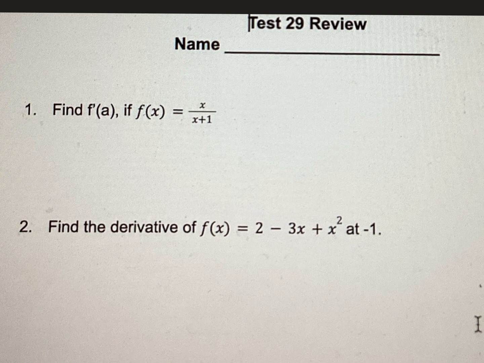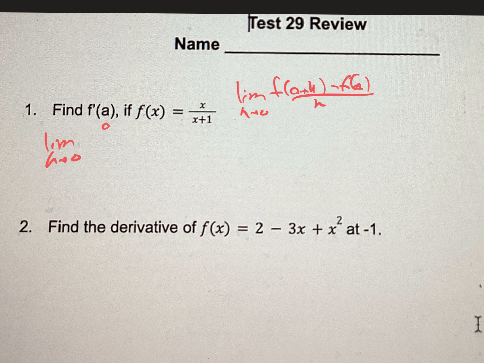First problem says find the derivative of f at a, which means we're taking the limit as h approaches 0 of f of a plus h minus f of a, over h. So I'm going to start here, plugging in the a plus h, so I get a plus h over a plus h plus 1, just plugging in where the x's are. Also going to plug in the a's, a over a plus 1, all that's over h.